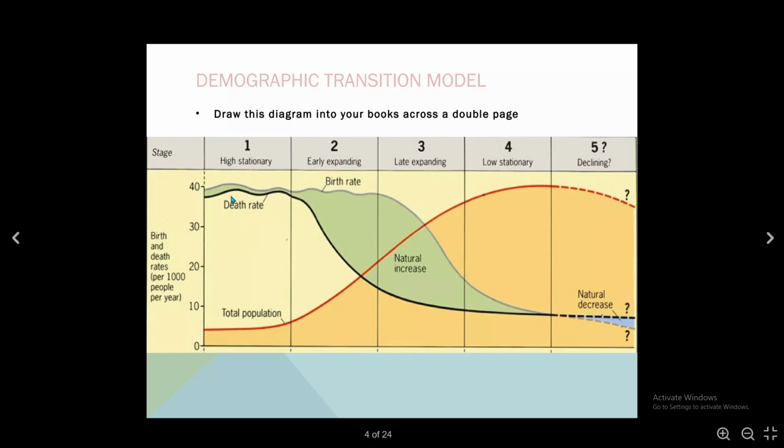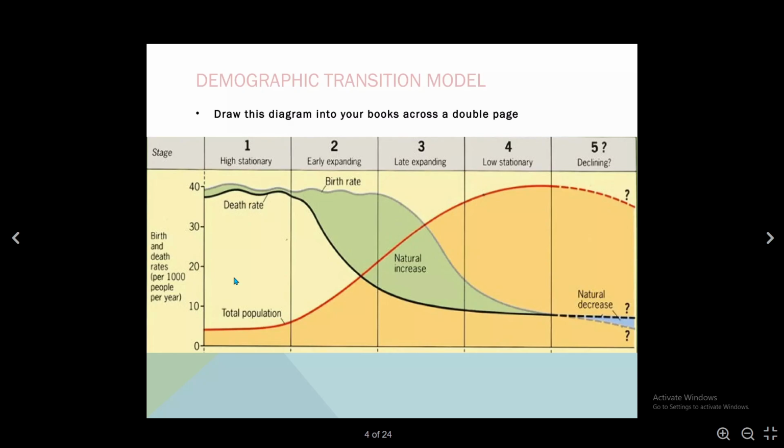The black line there is going to show our death rate. The grey line is showing our birth rate. The green color in between our birth and death rate is showing our natural increase in our population, how much our population expands. And the red line is showing our total population.